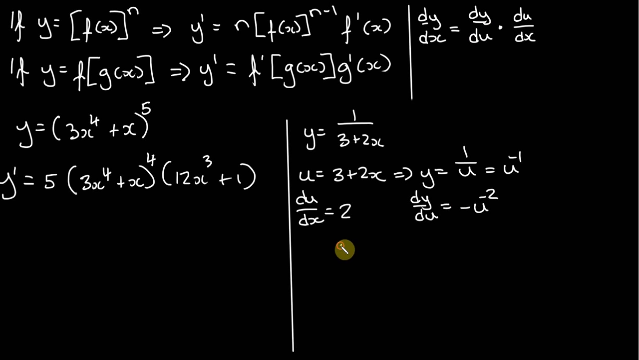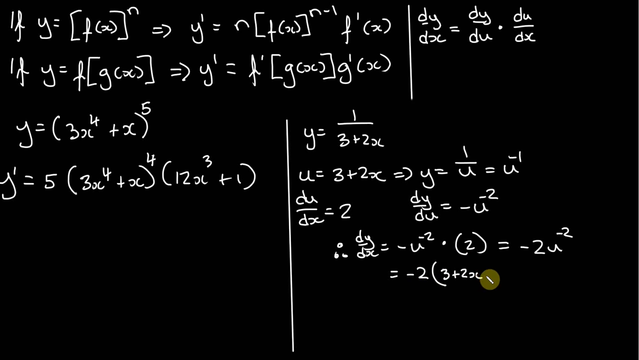Therefore, dy by dx equals dy by du, which is negative u raised to the negative 2 power, multiplied by du by dx, which is just 2. We can clean this up, and we end up with negative 2u to the negative 2 power. Then we substitute back in for u, which we set equal to 3 plus 2x. We get negative 2 times 3 plus 2x to the negative 2 power. So we've used the chain rule successfully, and this is our result.